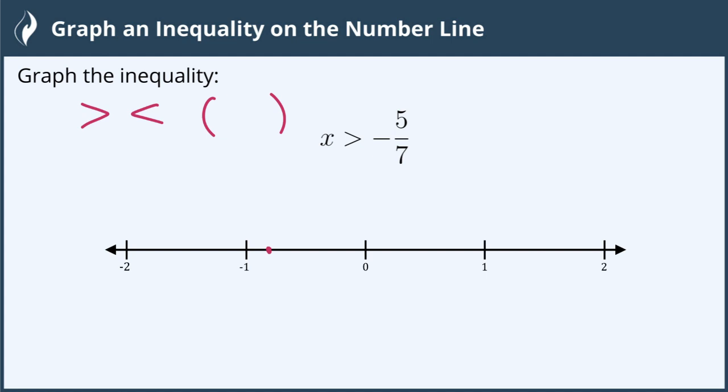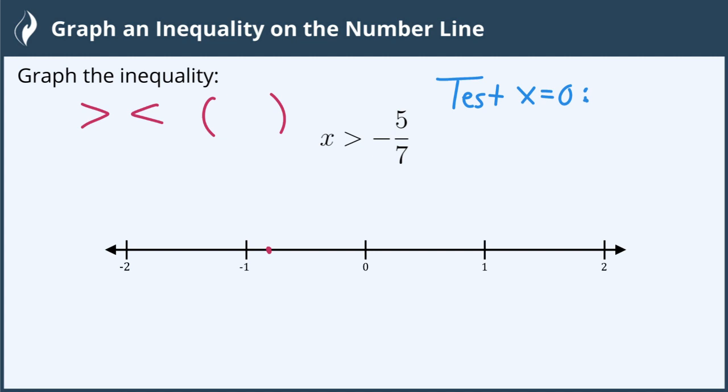Now, in this case, I don't know which way my parenthesis needs to go at this point. Which way it goes is based off of a test point. What do I mean by test point? Well, I like to test a zero because it's the simplest number to plug in. If your test point works, you shade in that direction. If it doesn't work, you shade in the opposite direction. So let's test x equals 0.